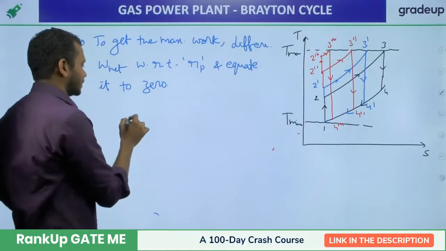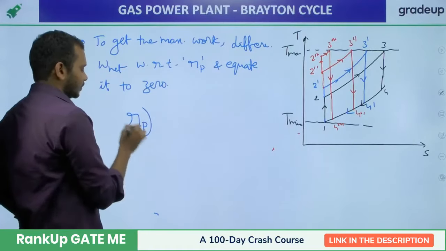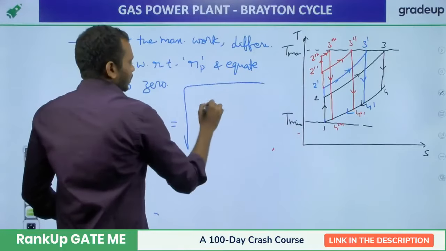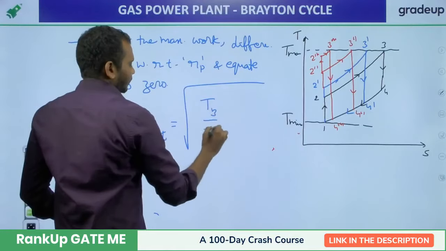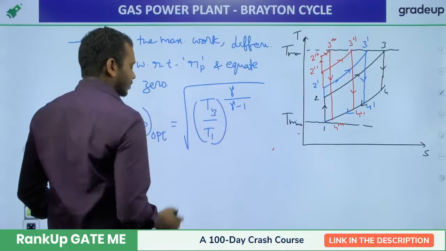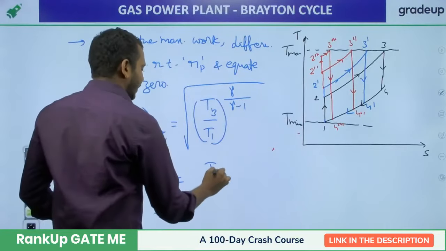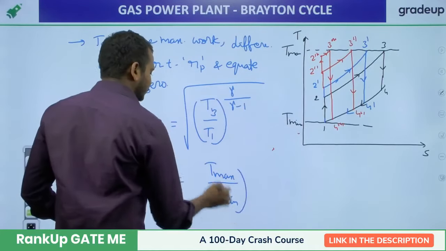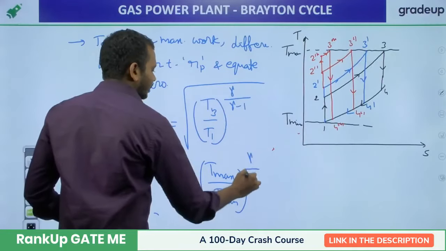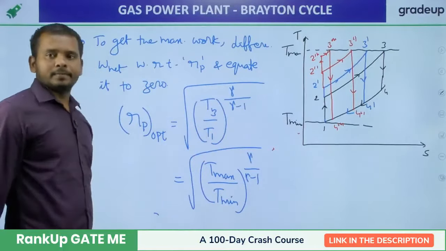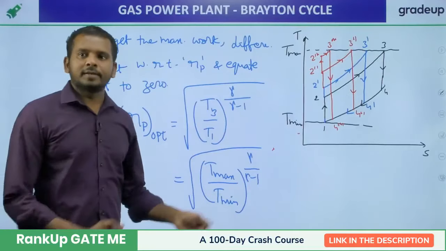On differentiating this, you will see that the optimum pressure ratio is equal to root of T3 by T1 whole power of gamma by gamma minus 1. Or you can write it as T max by T minimum whole power of gamma by gamma minus 1. So either you can write T3 by T1 or T max by T minimum. I hope it is fine.